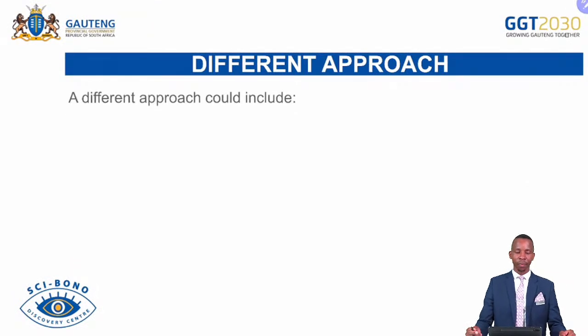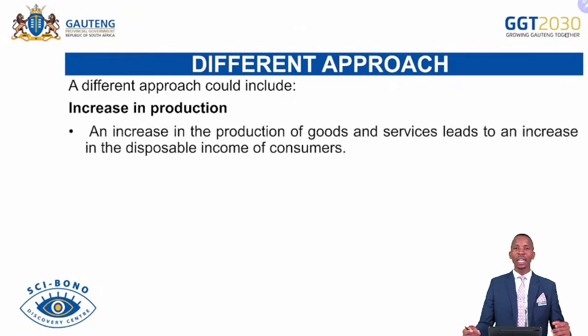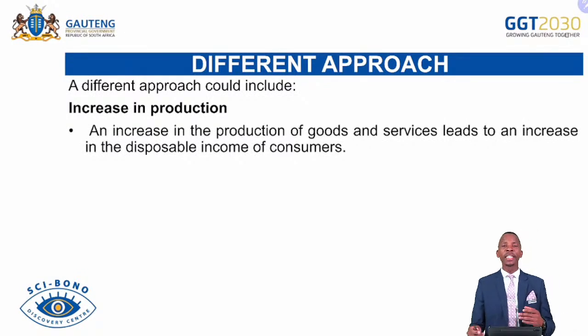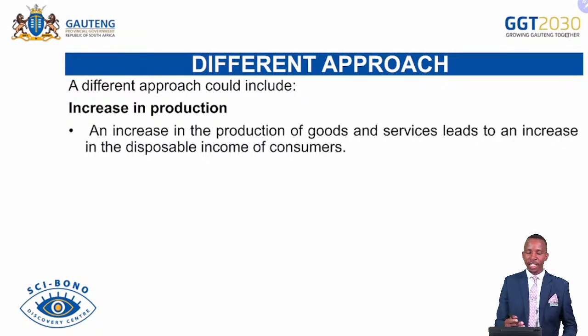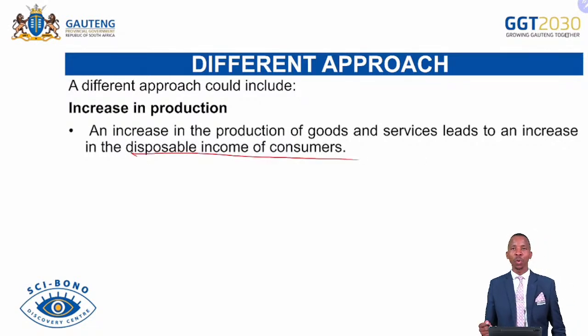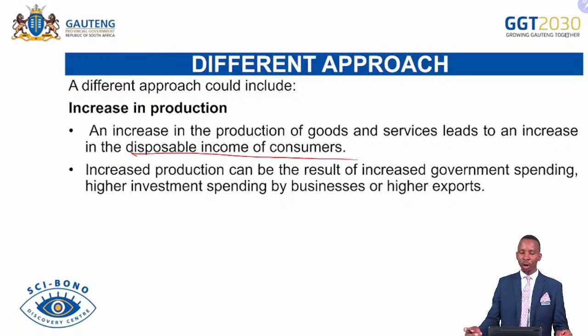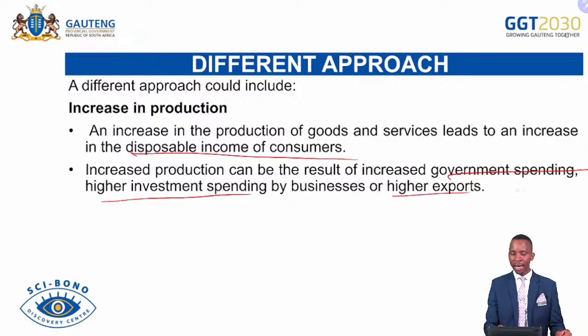A different approach includes the following: increasing production. We know that if production increases, it creates a huge demand for labor, so people will be employed. And increasing production of goods and services leads to increasing disposable income for people. So if people are employed, there will be more income available. Increased production can be a result of government spending, high investment spending by business, and high exports.